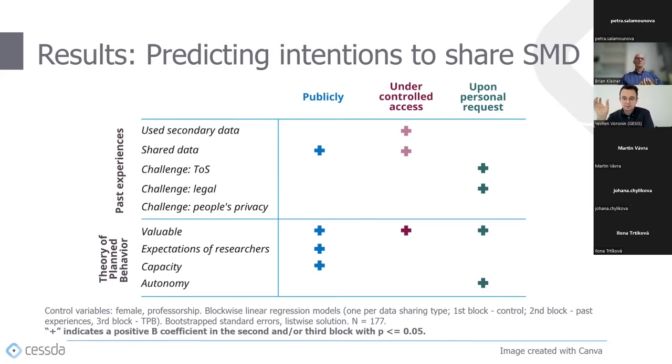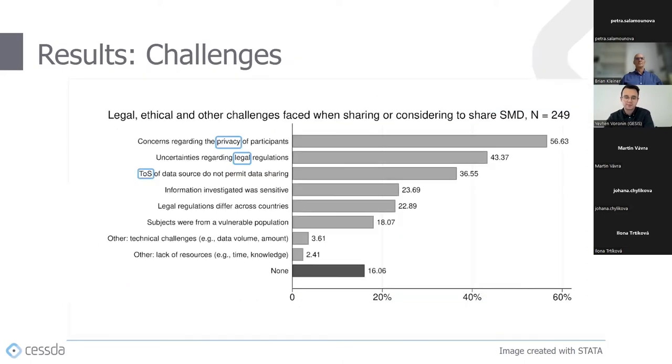The first block included only control variables, gender and whether the respondent has a professorship or not. And the second block was past experiences, meaning whether they used secondary data, meaning reused someone's data, then whether they shared their data in the past, and the importance of perceived challenges in terms of terms of service, legal uncertainties, and people's privacy. Those are the top three from these frequencies.